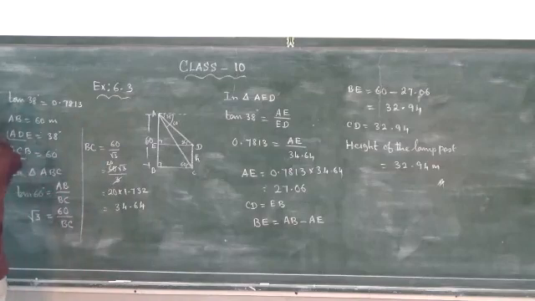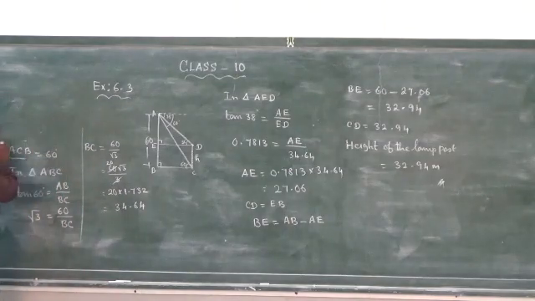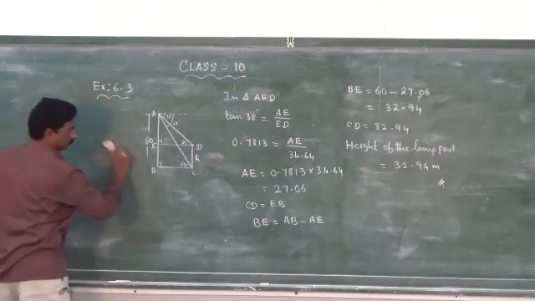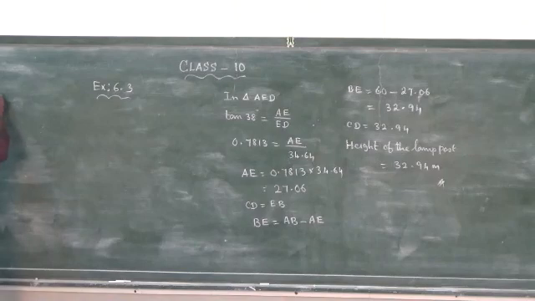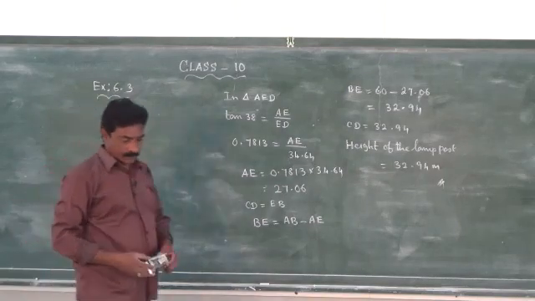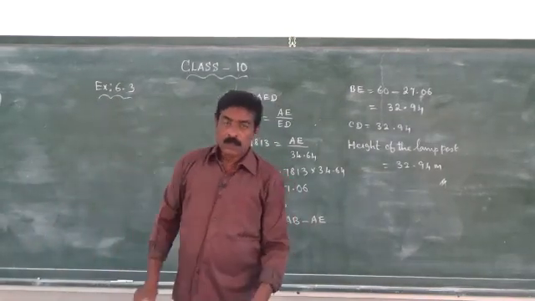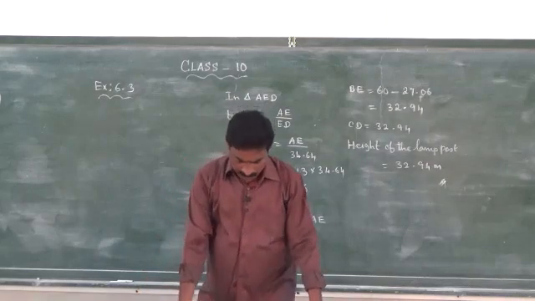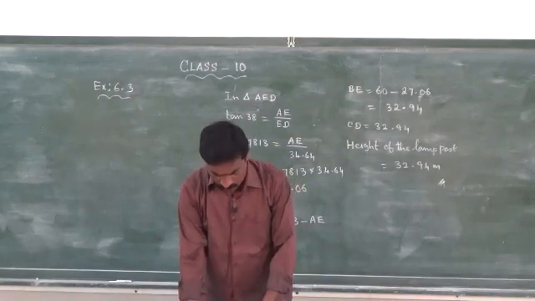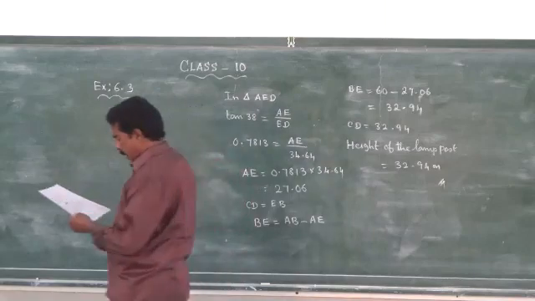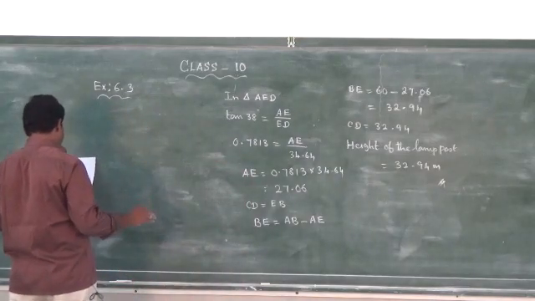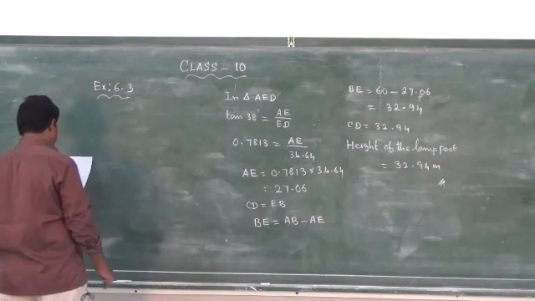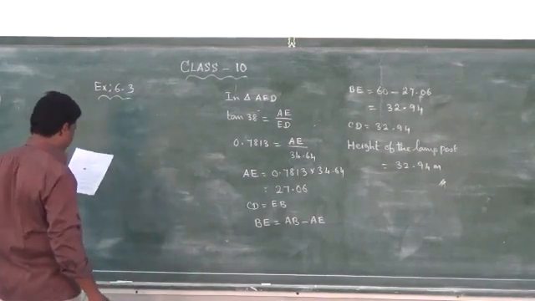We'll come to the next sum. The fourth sum. An aeroplane at an altitude of 1,800 meters finds that two boats are sailing towards it in the same direction.